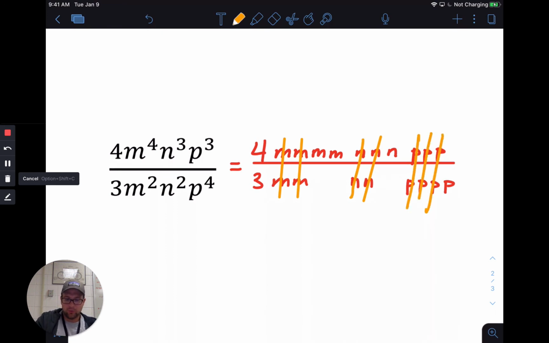From there, all we're doing is just regrouping our terms. So we're still going to have a 4 sitting out front, and then we had 2 m's, so we can rewrite that as m squared. And don't forget about the n that was sitting over there.